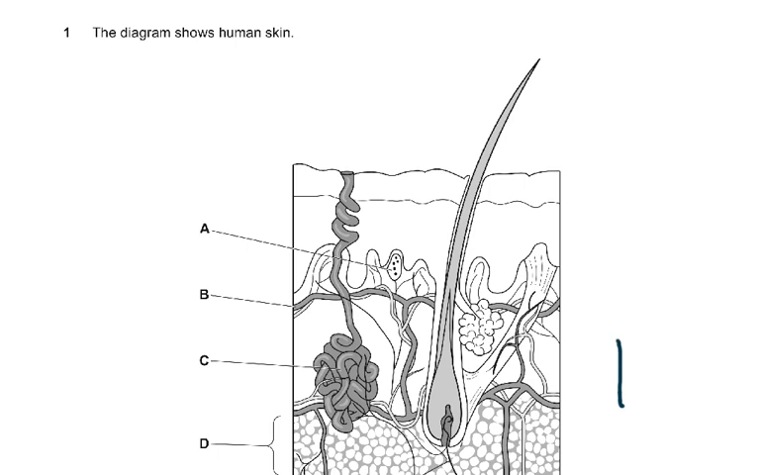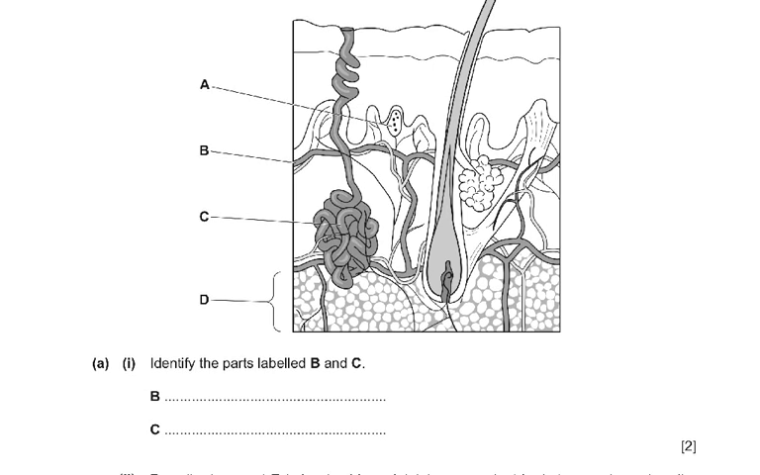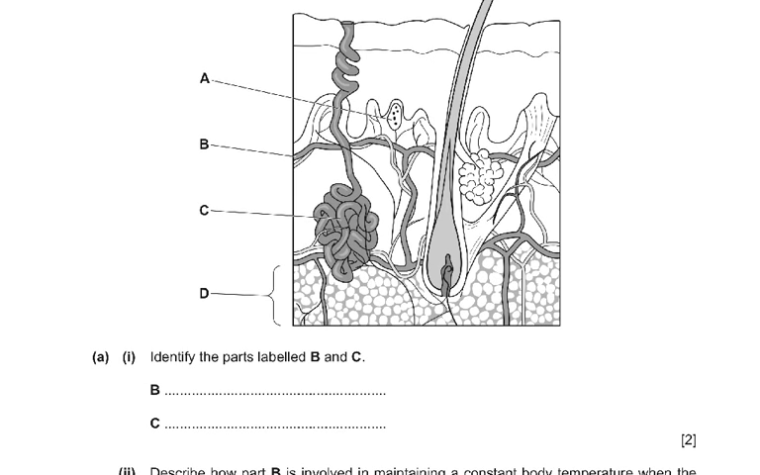Look at it very carefully, and then you just scroll upwards and you see, identify the parts labeled B and C. Now, what was B? Now, when you look at B, what is B? You see, this, of course, you can see is the sweat gland. This is the sweat duct. It's coming to the surface. But then when you look at these, what are these?